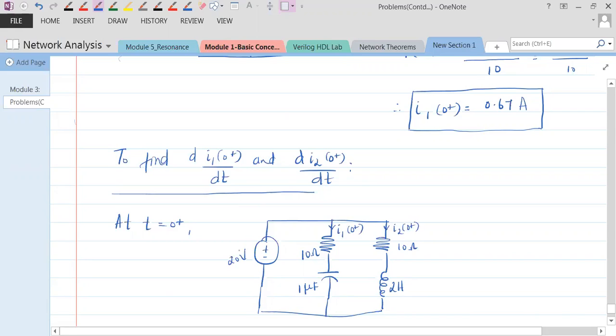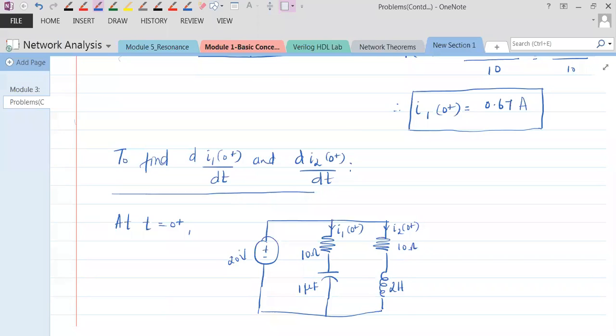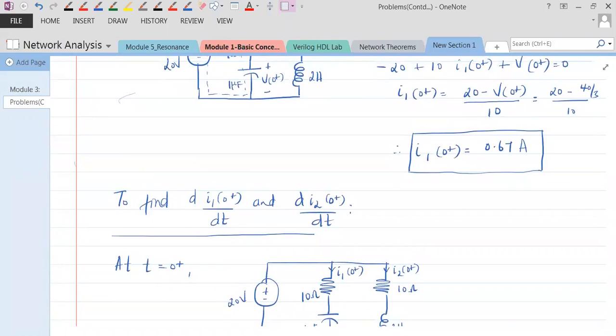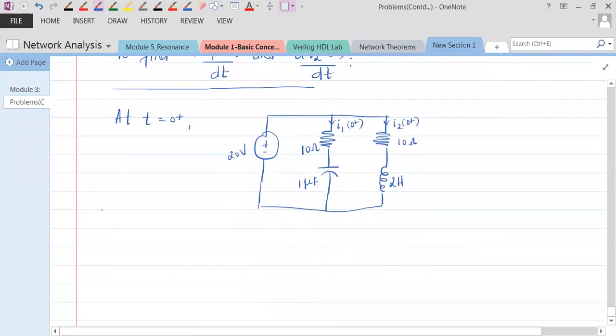So can you try that yourself? Apply KVL. Apply KVL. Now, 1 KVL implies what? Minus 20 plus 10 into I1 of 0 plus, plus 1 by C integral I1 of 0 plus dt equal to 0.